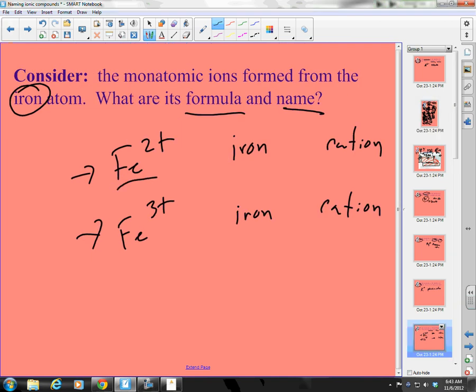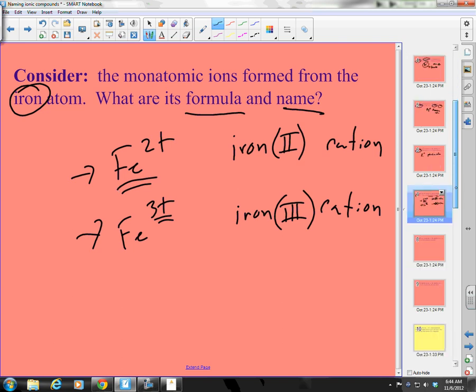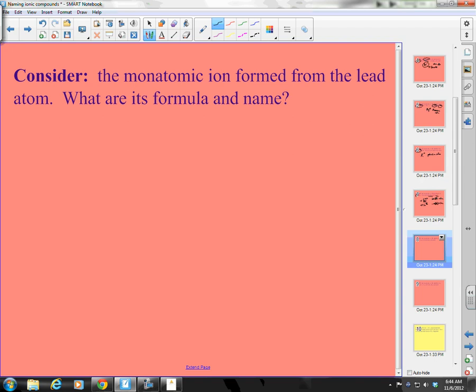What is this then? This would be iron(II) cation, and this would be iron(III) cation. And so that's how we tell them apart. Good. Here we go. Consider the monatomic ion formed from lead. All right. You give this a try and bring me back when you're ready.